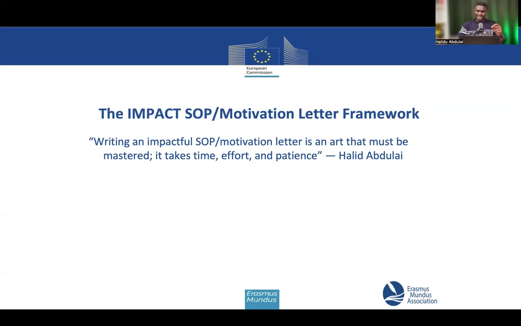No, it takes time, more effort, and patience. So let's have a look at the IMPACT framework. What does IMPACT stand for? The I in this case stands for introduction. And in the introduction, that is where you use your hook or opening story. Do not worry, I will explain and elaborate on this further as we move forward.